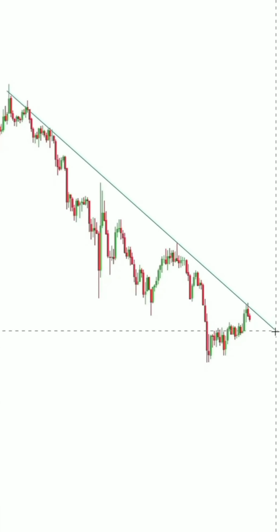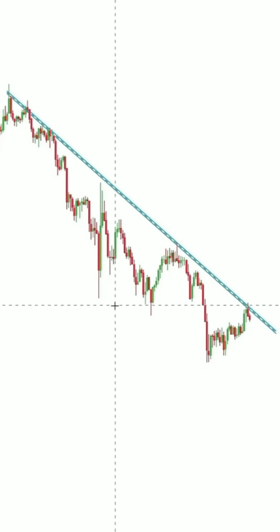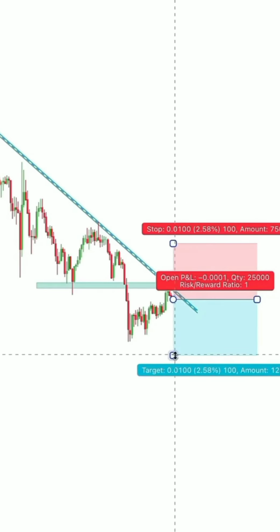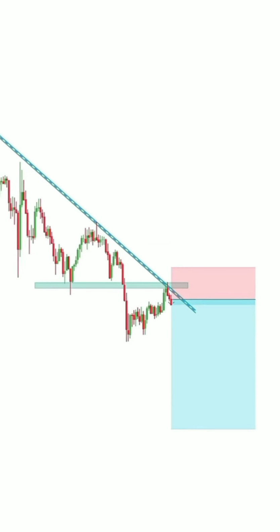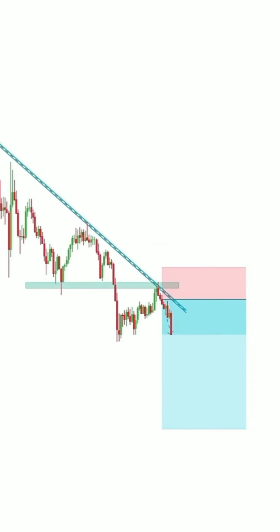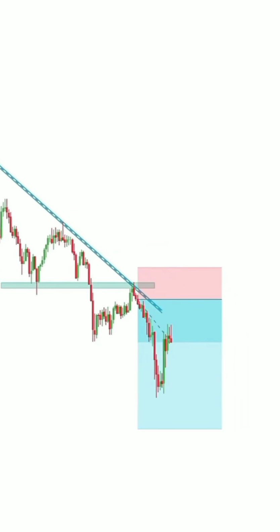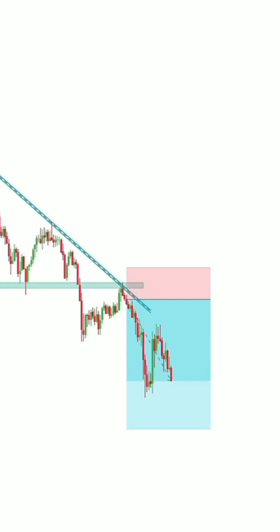Imagine a line, just one simple line that can tell you where prices are going next. A line that could help you spot big moves before they even happen. A line that could turn confusion into clarity and your guesses into smart decisions, guys. That is the power of a trend line.